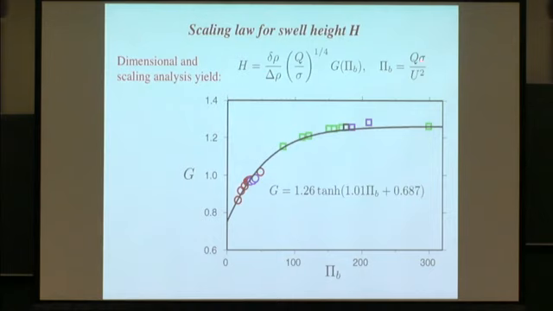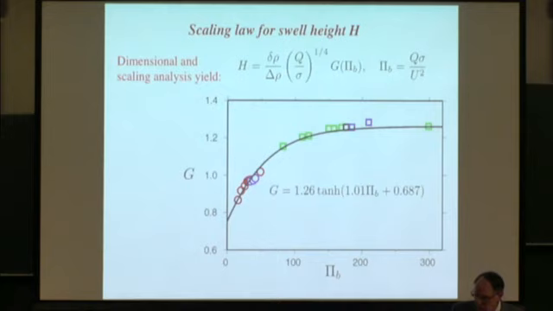And we do our 20 numerical solutions. We plot them as a function of this pi sub b, and we find that they all collapse onto a universal curve. So that gives us our function g. This is the goal of scaling laws, really, to get things to collapse on universal curves, because then you know you've got something you can use.